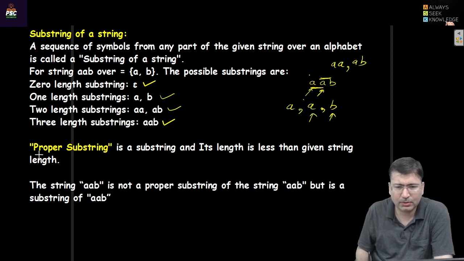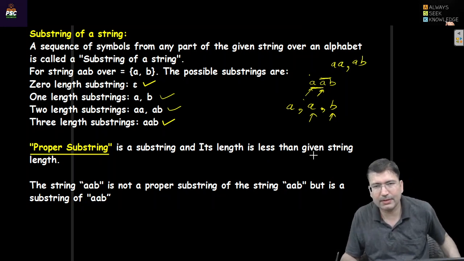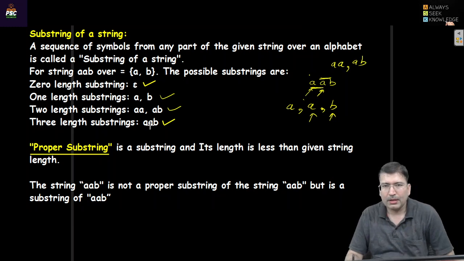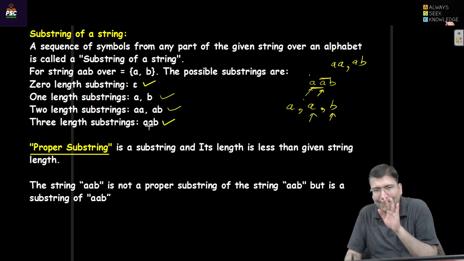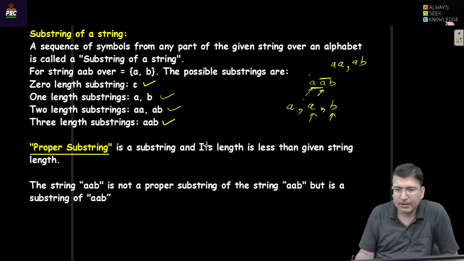Now there's another term called proper substring. So what is a proper substring? It is a substring whose length is less than the given string. So if the string given is AAB, the length of this string is 3, then all the strings having length less than 3, so either 2 or 1 or 0, will be considered as proper substrings. So in that case, epsilon, A, B, AA, AB are the proper substrings.